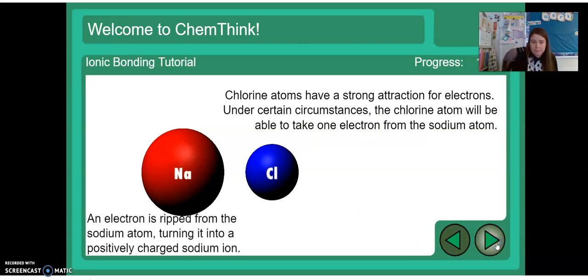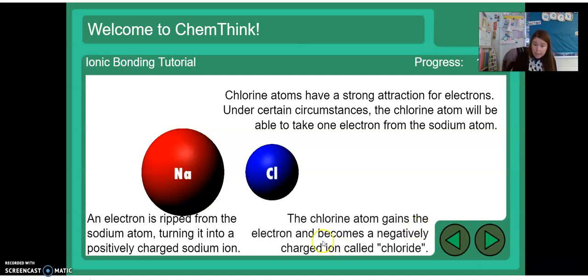that electron. So an electron will be ripped away from sodium and turn into a positively charged sodium cation. Chlorine will gain that electron and become a negatively charged anion, and we'll call that a chloride. So we'll drop the -ine from chlorine and we'll add an -ide for chloride because this has begun to create an ionic compound.